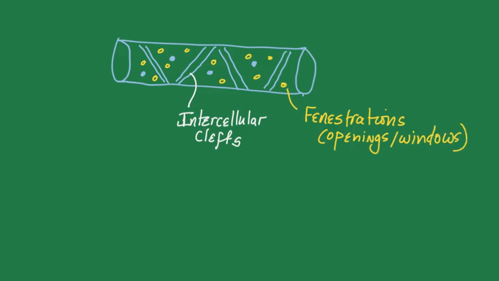A third structure that you will see in capillaries are tight junctions. These are structures that hold neighboring cells together so that they seal them and don't allow anything to pass through. Based upon these three modifications, the tight junctions, the intercellular clefts, and fenestrations, we classify capillaries into three types.